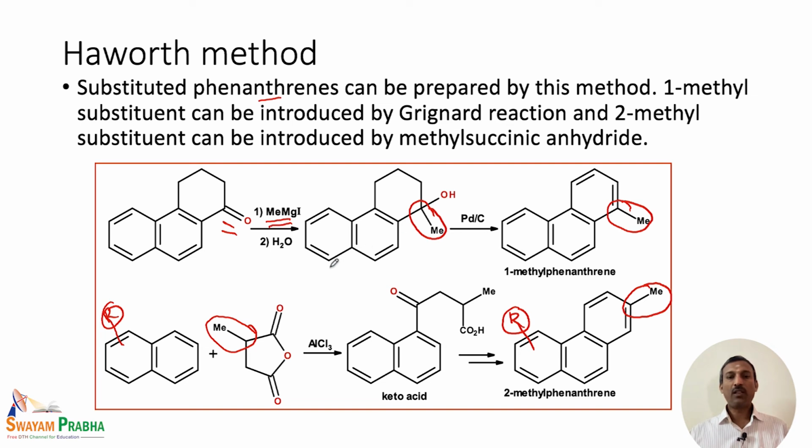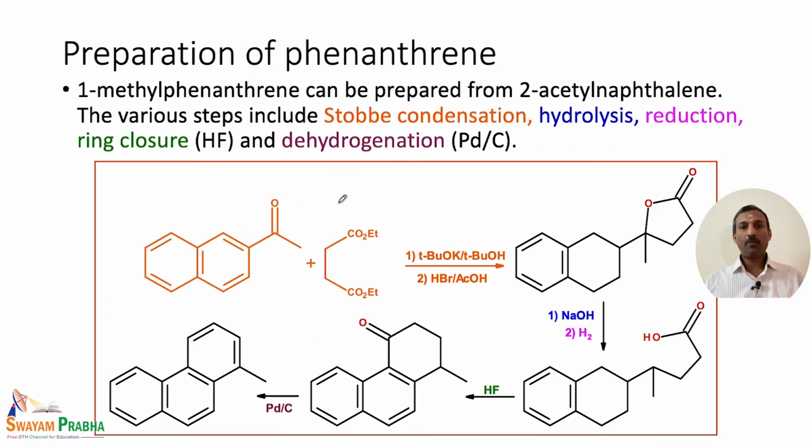So, the phenanthrene derivatives can be prepared using the Haworth method, either starting from an entirely different starting material, or one of the groups, that is the substituent, can be introduced in the in-between steps, that is the carbonyl derivative or the keto derivative. So, there is another method by which we can prepare phenanthrene. Here 1-methyl phenanthrene can be prepared from 2-acetyl naphthalene. Here we have the acetyl group which is at the 2 position of the naphthalene moiety.